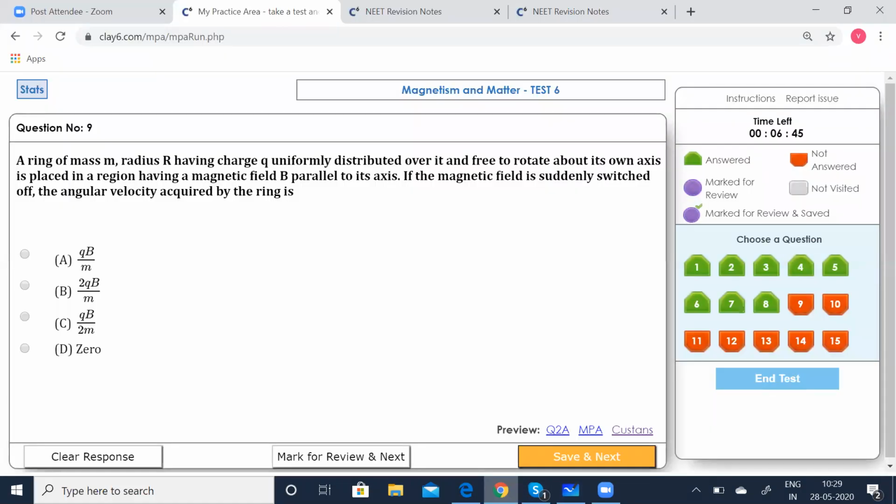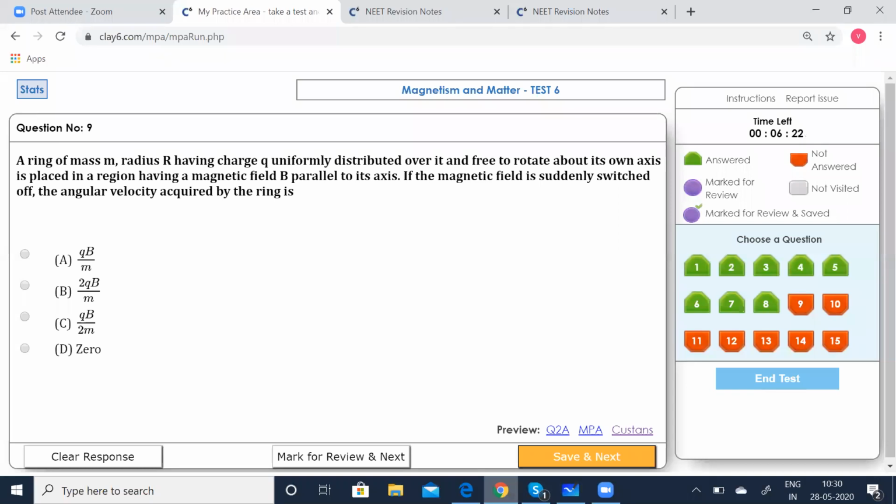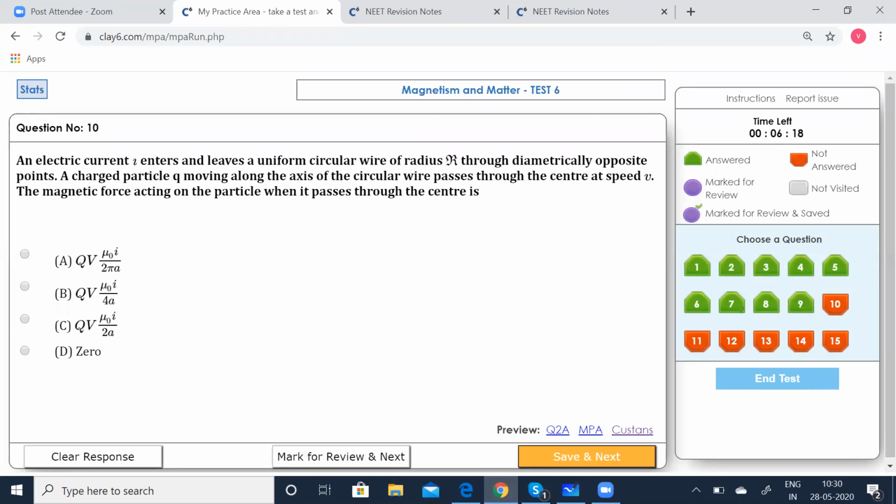Sorry, qB by 2m, right? 2 pi. Yeah, pi and pi get cancelled. So that will give you omega is equal to qB by 2m. Because pi and pi get cancelled, finally you'll be left with 2m. So you can see that option C is correct. Save that, go to the next.